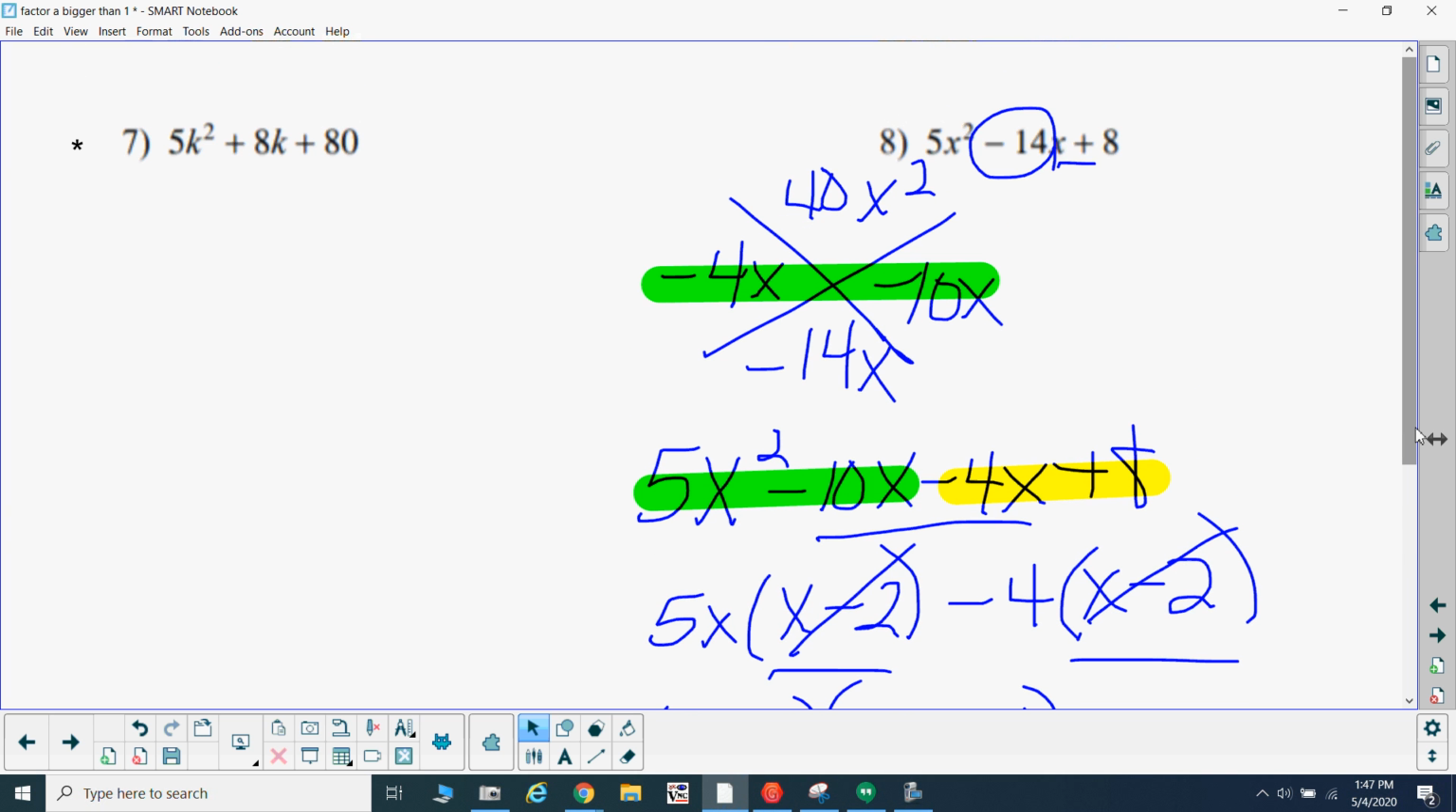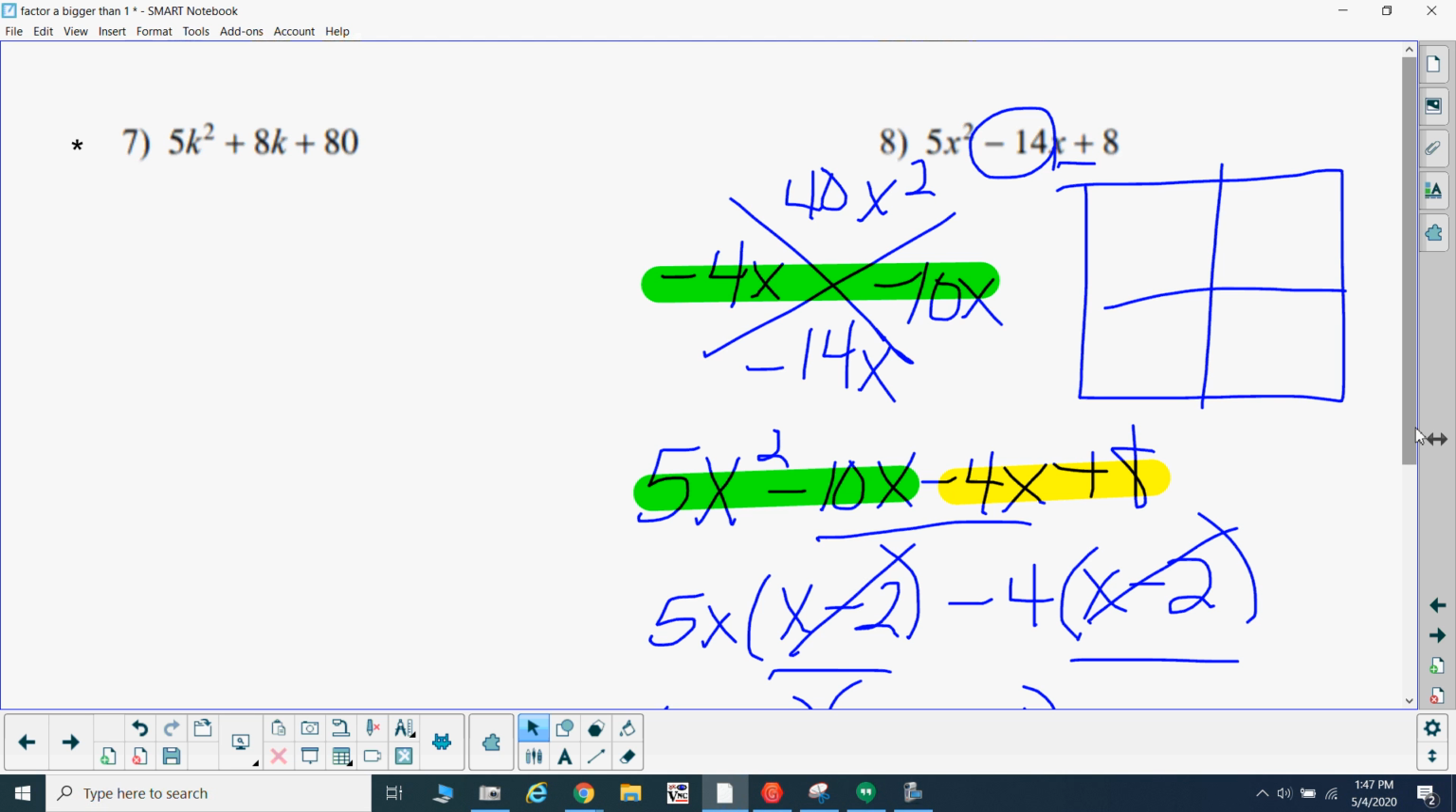If we're going to use the box, again, 5x squared goes here, the 8 goes there, negative 4x and negative 10x. Hold on, let me make that a little bit nicer. All right, so common factors this way.